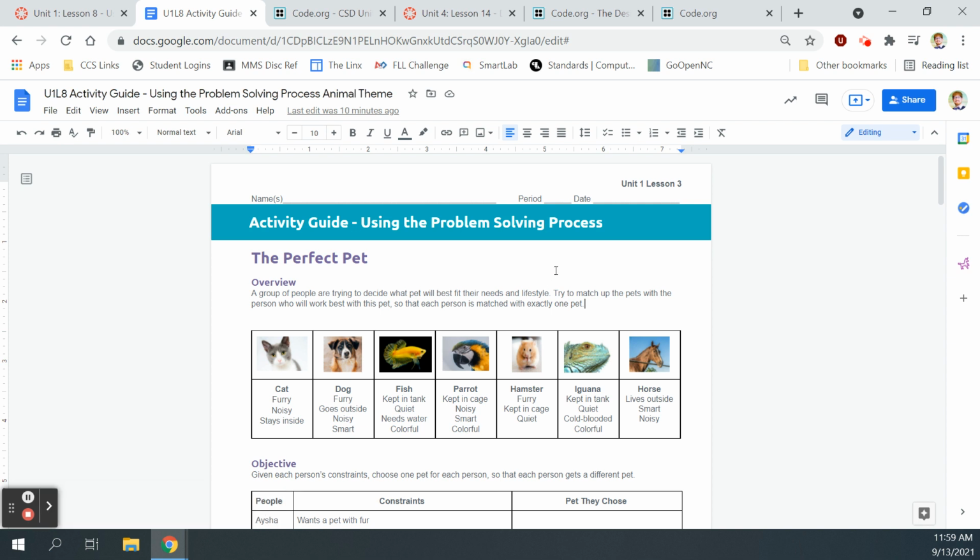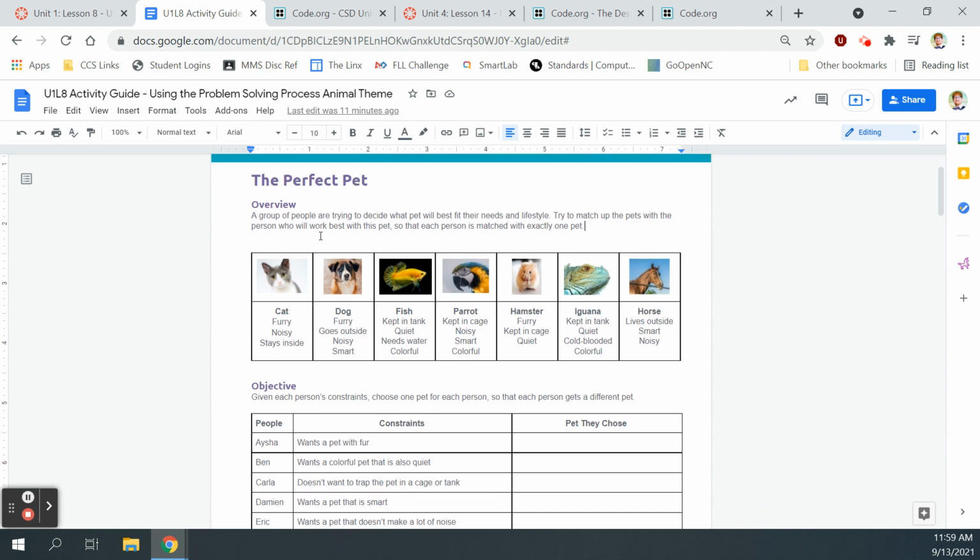This is our Using the Problem-Solving Process activity guide. Let's look at the first problem here, the perfect pet. Overview. A group of people are trying to decide what pet will best fit their needs and lifestyle. Try to match up the pets with the person who will work best for this pet so that each person is matched with exactly one pet.